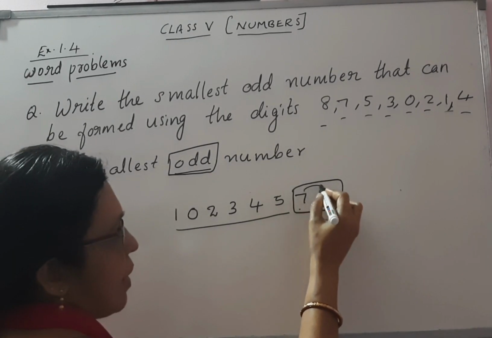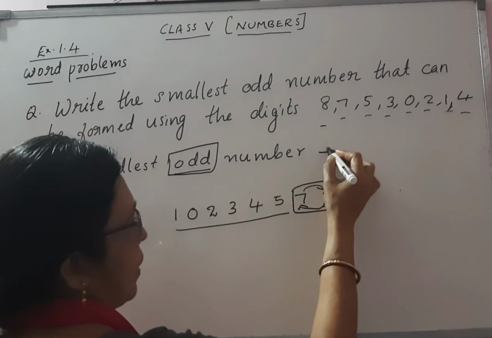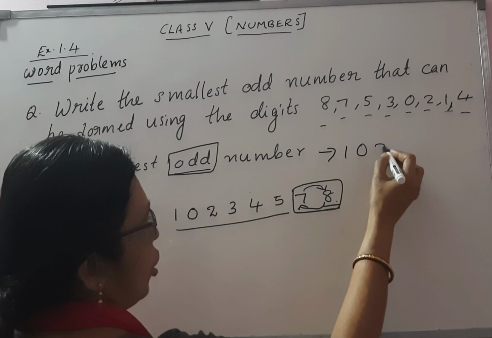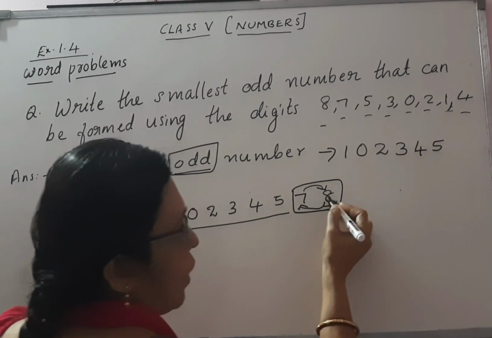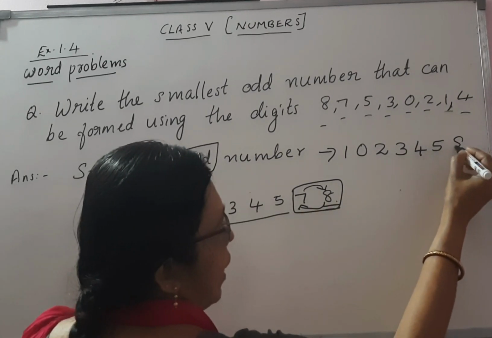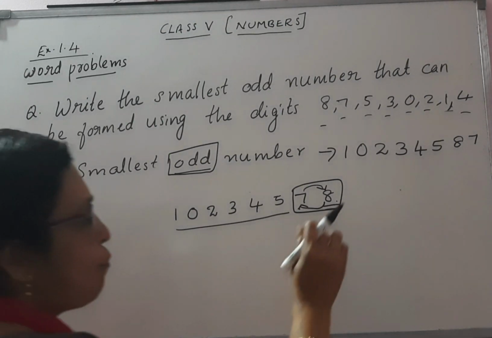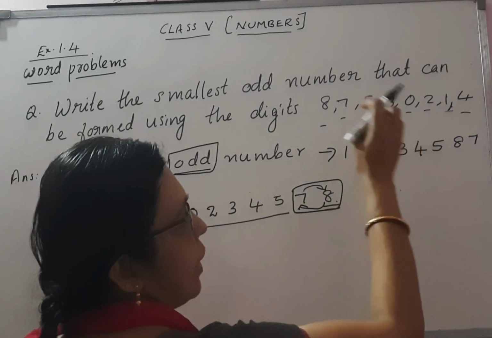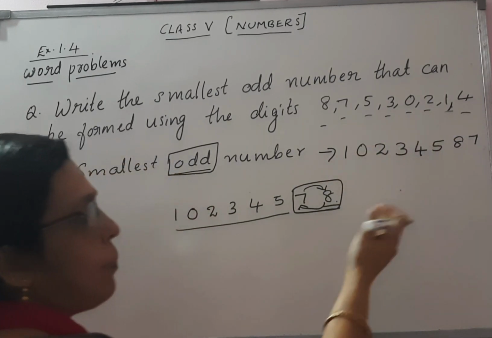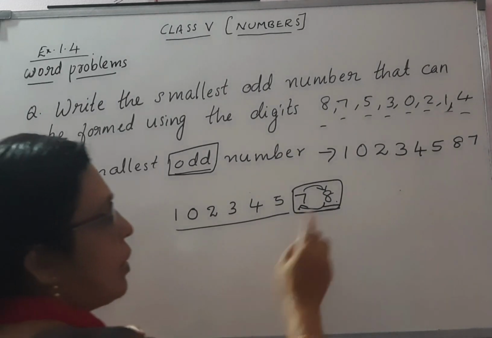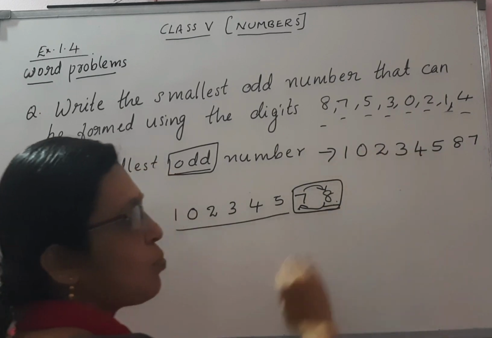So you should take this 7 here and bring that 8 here. You will get the required number, that is 1, 0, 2, 3, 4, 5, 8, 7. So 8 we should bring here and 7 you have to take that side. That is the smallest odd number formed using the given digits, because if you do any changes in these places, the number will become big. If you are bringing 3 here or 4 here or 5 here, it is not the smallest number.